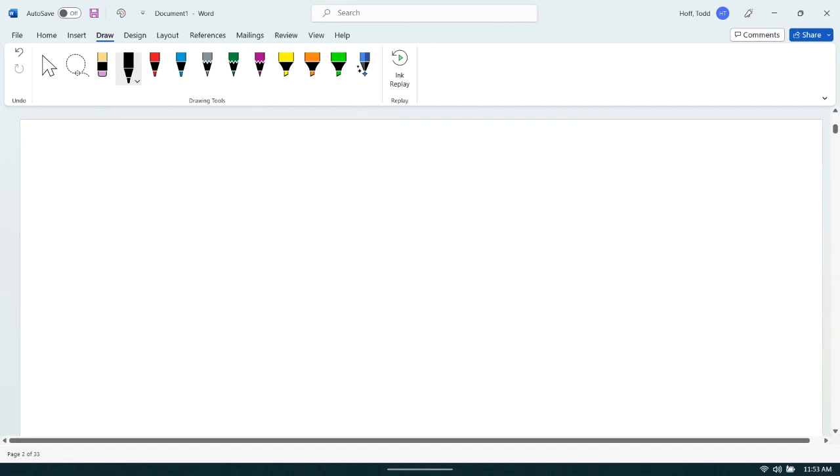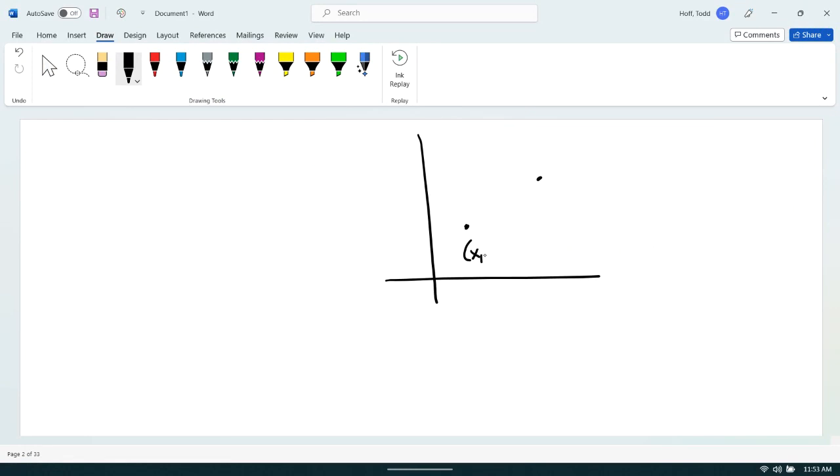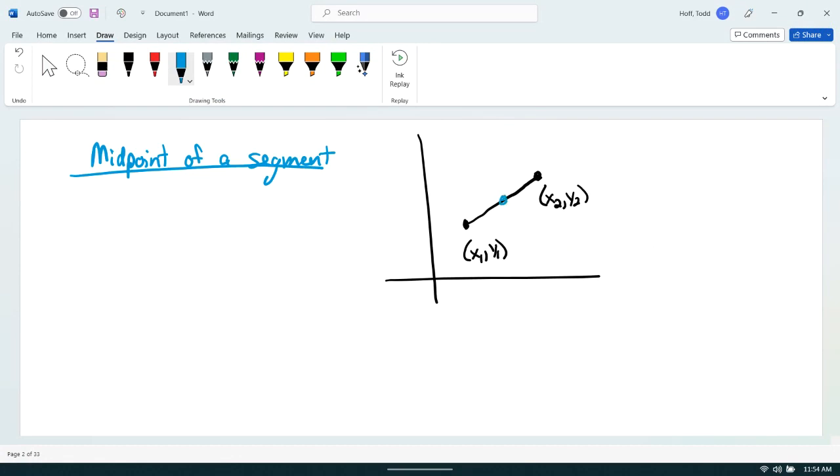So based off of that, if we have x1, y1, x2, y2 points on a line on a graph, I just want to do a segment that connects those 2 points. The midpoint of a segment is the point, of course, that cuts the segment in half.